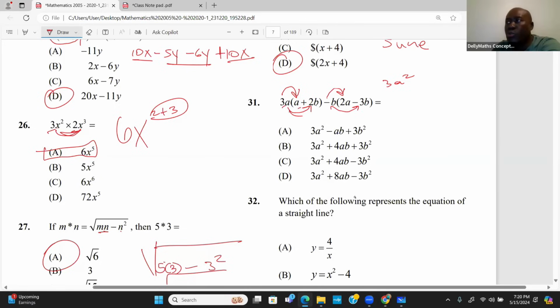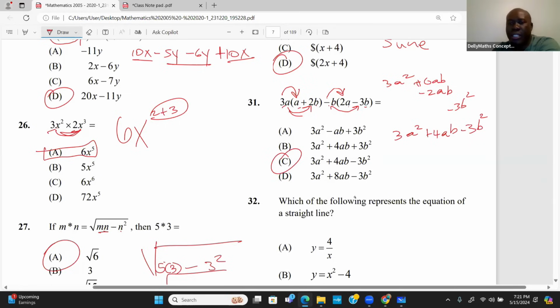3a times 2b will give you positive 6ab. Then negative b times a will give you negative 2ab. And negative b times negative 3b will give you a negative 3b to the second. So you're looking at 3a squared plus 4ab minus 3b squared. You're looking for that. It looks like C.